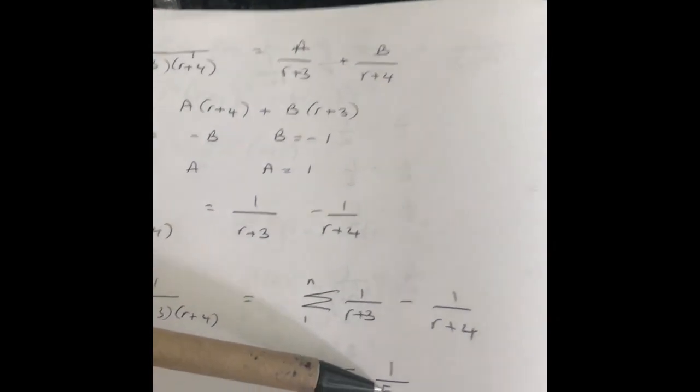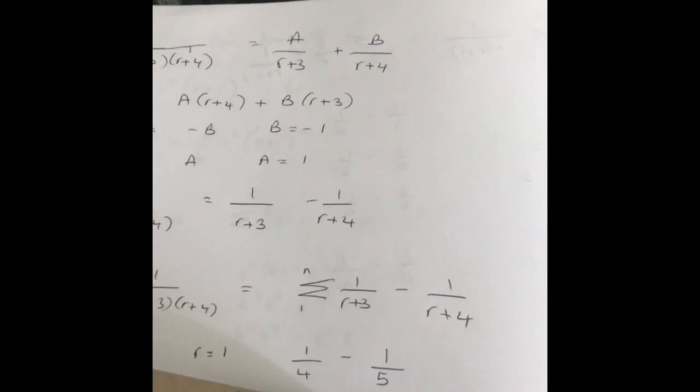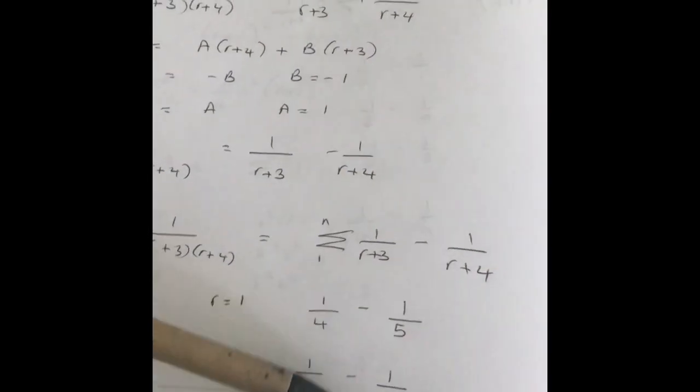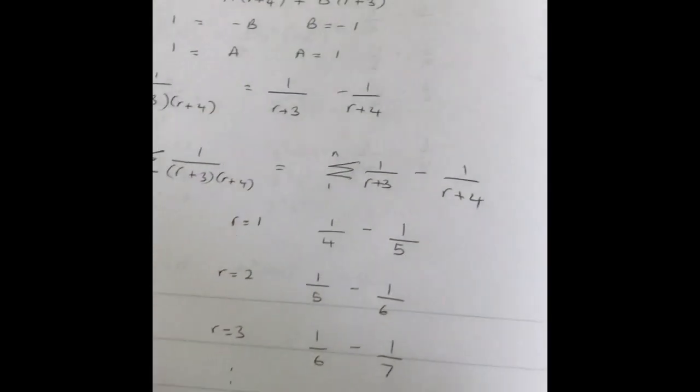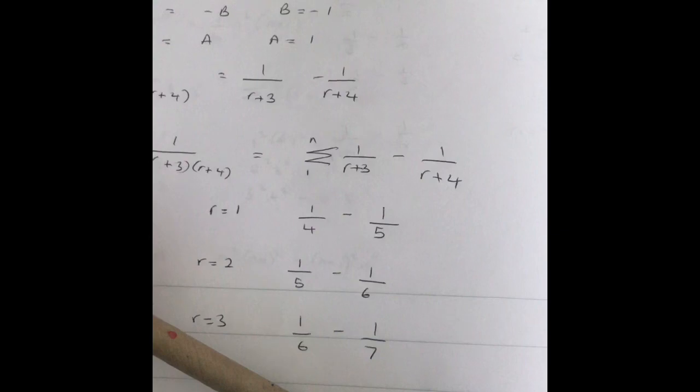And then I'm going to put in r is 2 for my second term. That would give me 1/5 minus 1/6. Then I'd put in r is 3. That would give me 1/6 minus 1/7, dot, dot, dot, all the way up to the nth term, and I'd get 1 over n plus 3 minus 1 over n plus 4.